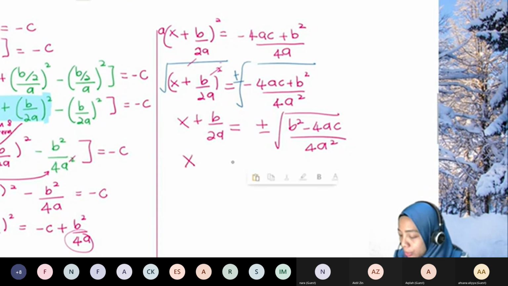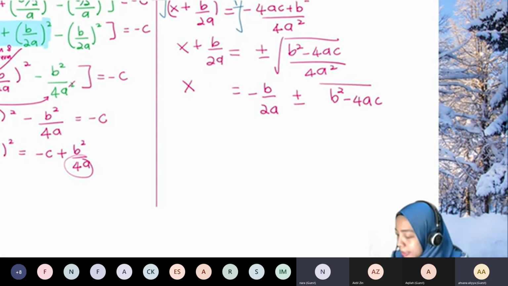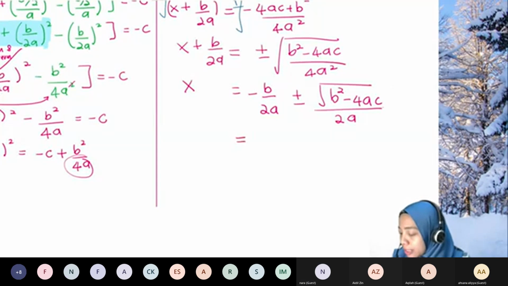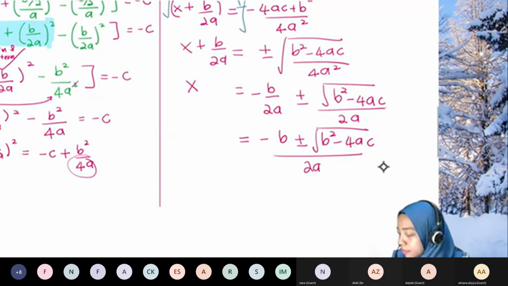Okay, so X is equals to negative B over 2A plus minus what is this? B squared minus 4AC. Because the bottom can be square rooted, square root of 4 gets 2, square root of A squared gets A. So now we get negative B plus minus B squared minus 4AC over 2A. Your work is easy. Cikgu has finished, right?